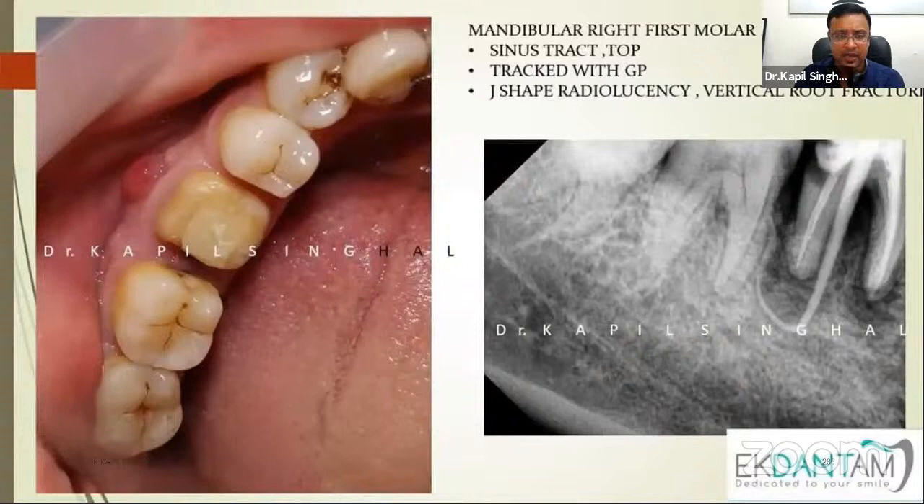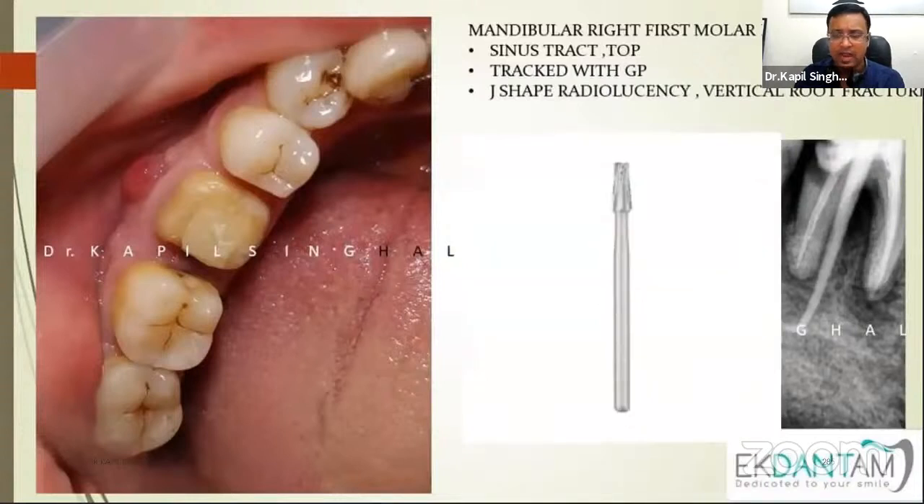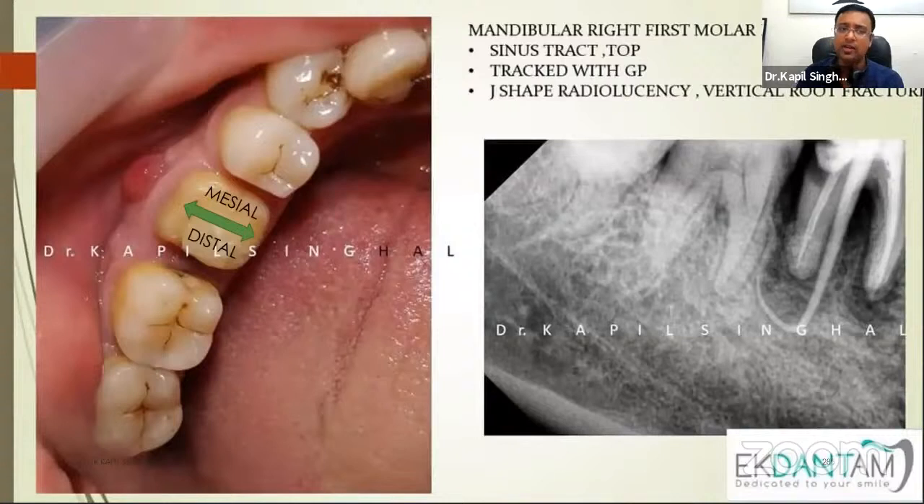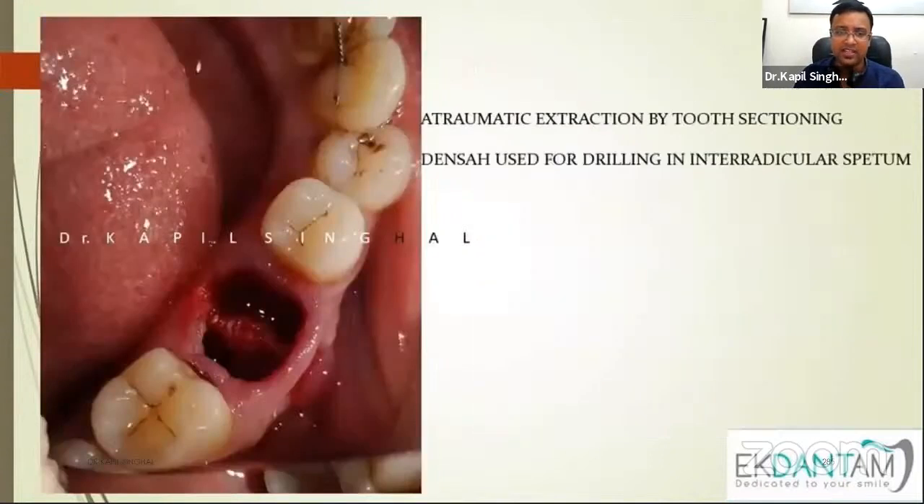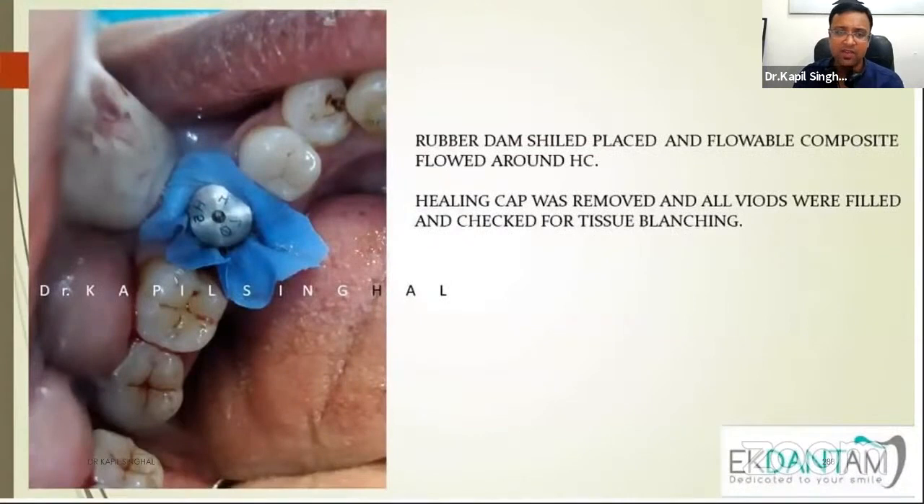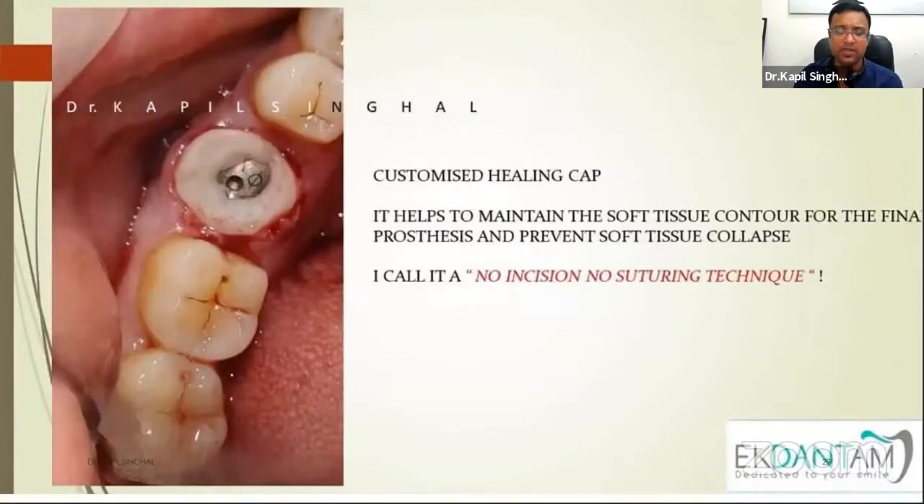Another case, failing molar. I use the same burr, divided it into mesial and distal, but make sure that you don't perforate and don't cut the buccal or the labial plate. Okay, so just cut the tooth portion into mesial and distal and extract it. The interdental bone is intact, and we place the implant in the center. And I gave a customized healing cap also to the patient.